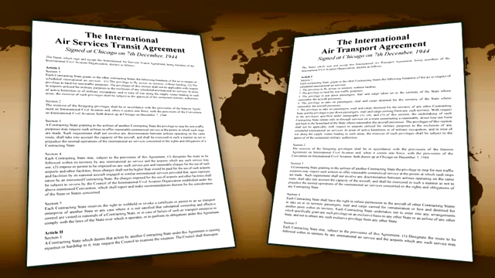These two agreements establish 5 important freedoms, and in the remainder of this lesson we will examine the two documents in detail, and in particular the freedoms that are associated with them. The first agreement to discuss is the International Air Services Transit Agreement.